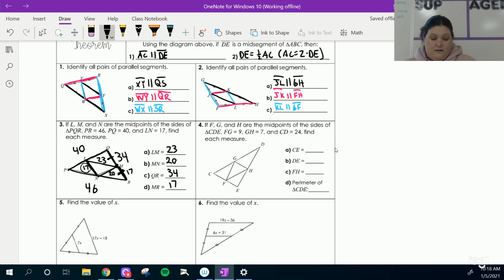Next one. F, G, and H are the midpoints of the sides of triangle CDE. FG is 9.